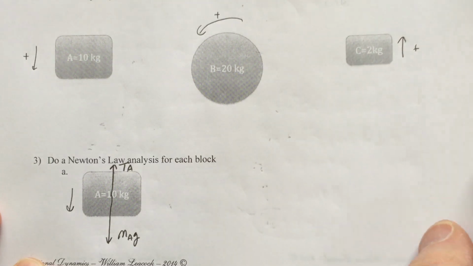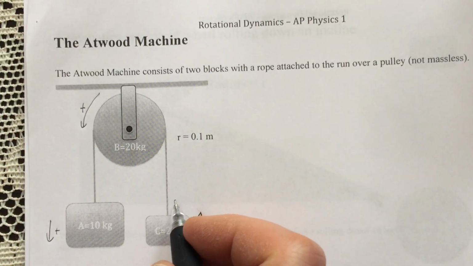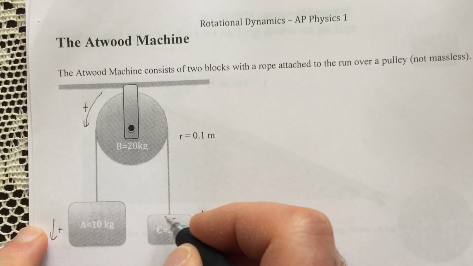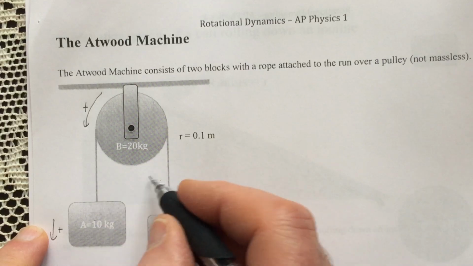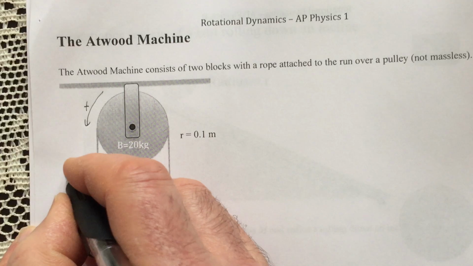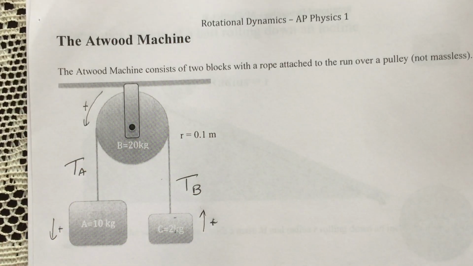That's one thing I should have mentioned a little earlier. Because this guy requires a torque for this to accelerate, you don't get the same tension on both sides. If you did, there'd be no torque, and this thing wouldn't accelerate. So I'm going to call that tension of A, and this side tension of B.